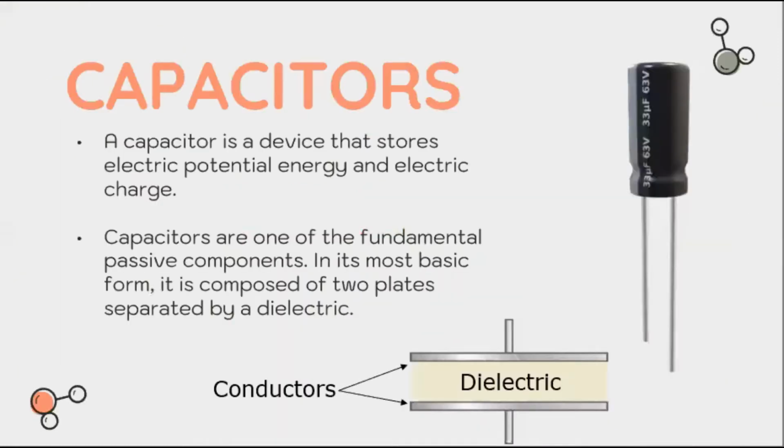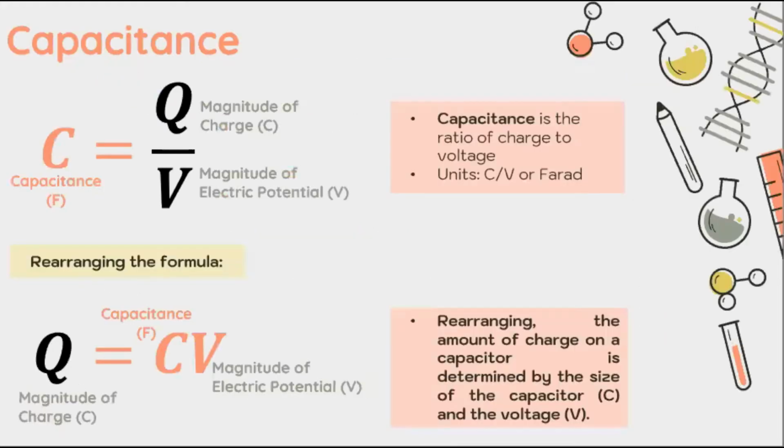As we know, a capacitor is an electronic device that could store electrical potential energy and electric charge. It is composed of two conducting plates separated with an insulating material, which we call a dielectric. The measurement of how much energy a capacitor could store is in terms of capacitance. It is given by the equation C equals Q over V, where C is our capacitance, Q is the magnitude of the charge, and V is the magnitude of our electric potential. Rearranging the formula, we can also use the equation Q equals C times V.